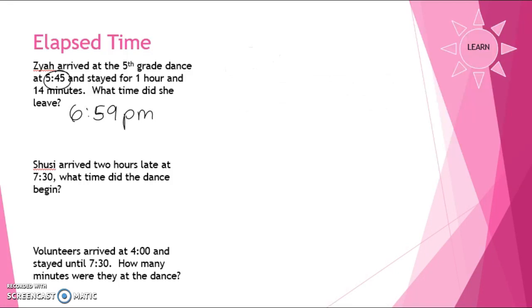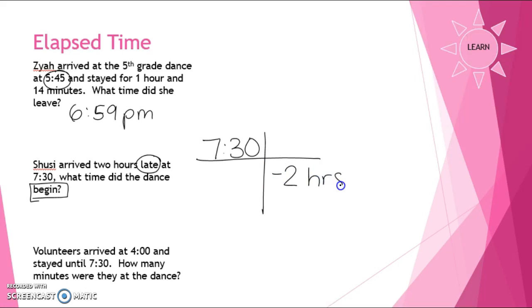And I'll likely do this one in smaller writing. Shushi arrived 2 hours late at 7:30. Oh, so this is the same dance. What time did the dance begin? Oh boy. So now we have a starting time of 7:30, but we're counting back to figure out when the dance began. So now we have to subtract 2 hours.